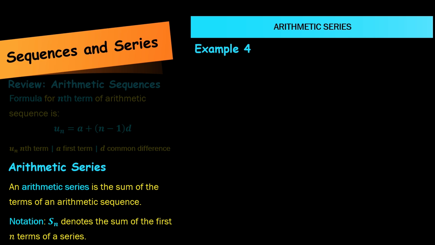Now let's take a look at another example. We're going to prove a more general form of this sum. Prove that the sum of an arithmetic series is S subscript n equals n over 2 times 2a plus n minus 1 times d. Pause the video and have a go. Press play when you're ready to view the solutions.